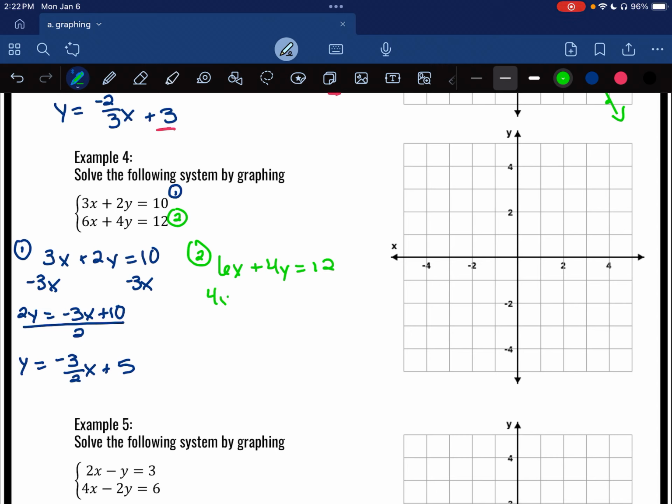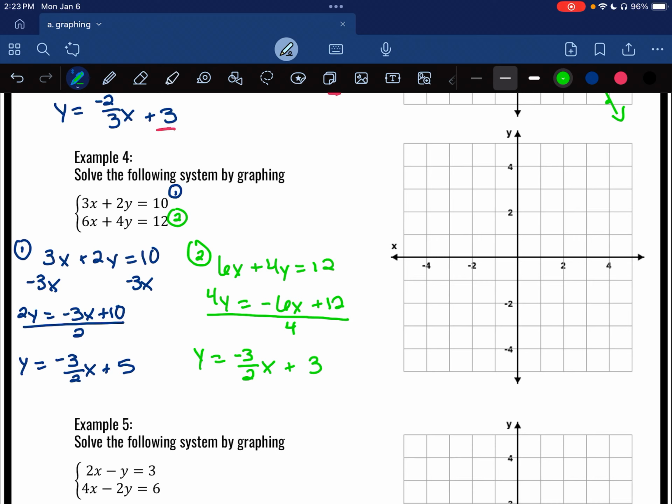Fractions are our friends. Alright, so we're gonna subtract 6x from both sides here. We're gonna end up with minus 6x plus 12 and divide everything by 4. So 6 and 4 both have a factor of 2 in common. If I divide both those by 2, we'll get negative 3/2 x. And 12 divided by 4 is 3. Alright, so let's go ahead and plot these.